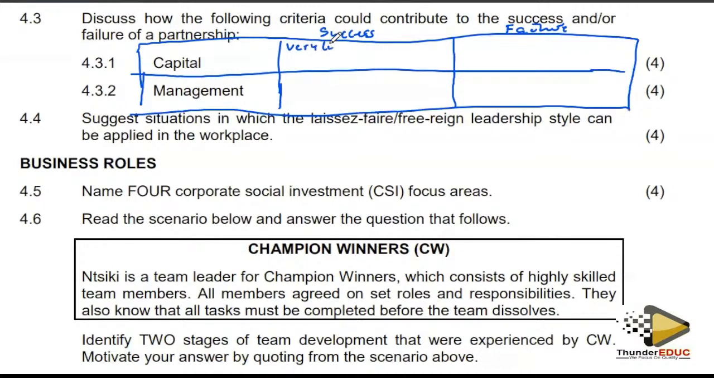Relate the capital needed. Failure: partners did not all have capital to put in. Business needed.